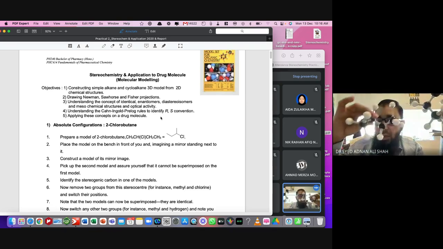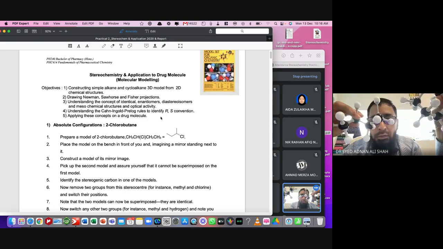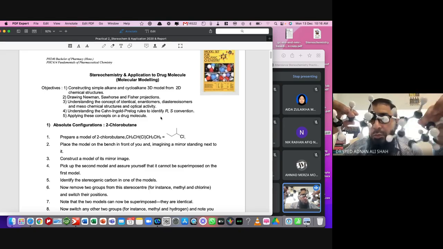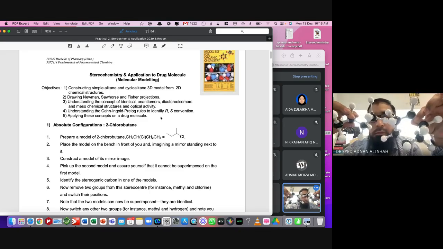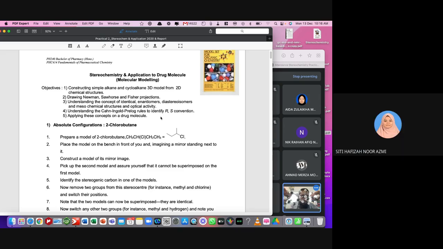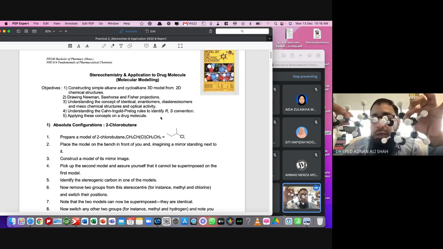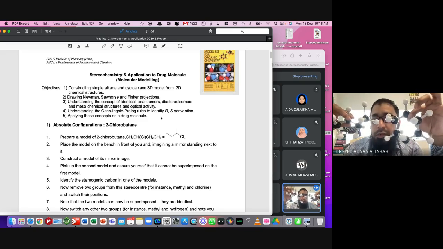So I have created for you the cyclohexane, and this is the simple alkane, which is butane, right? So far, no problem? If you have any problem, just let me know, right? So these are the 3D models.